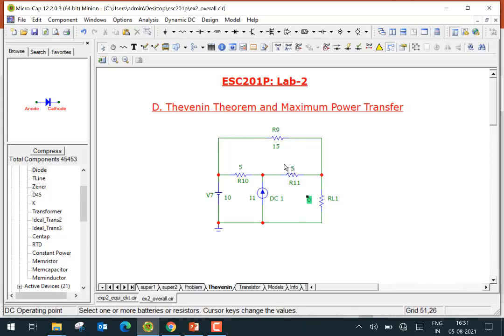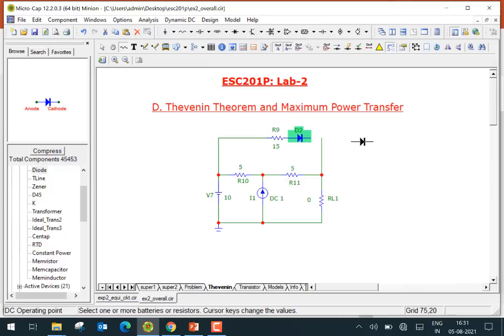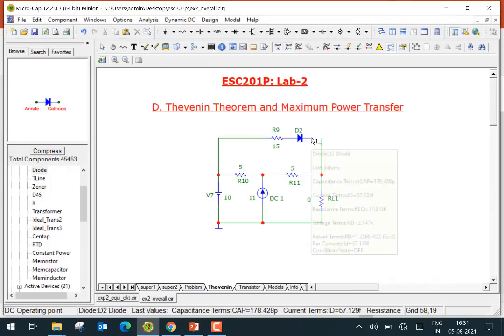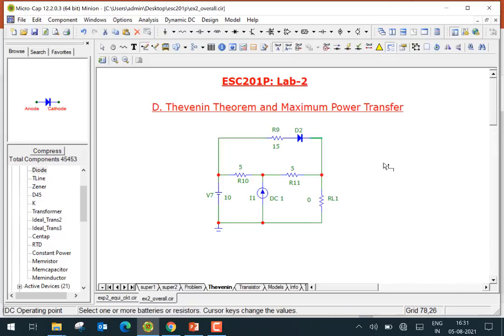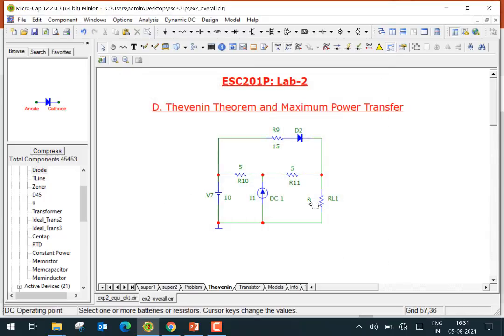But suppose we make this circuit more interesting. Suppose we remove this and add a diode here, right? So we add a diode here, again a 1N4001 we choose. So now suppose I have the same task. Let's return it back to 15 here, right? Exactly the same circuit, but we introduce a diode here.